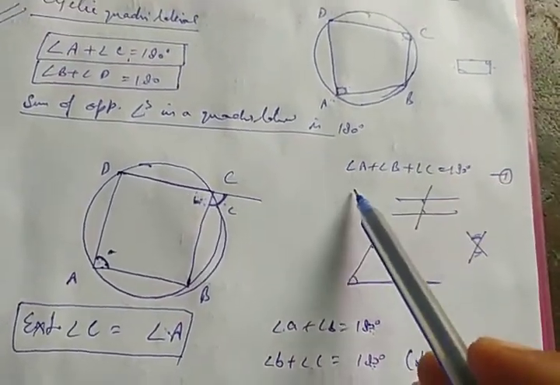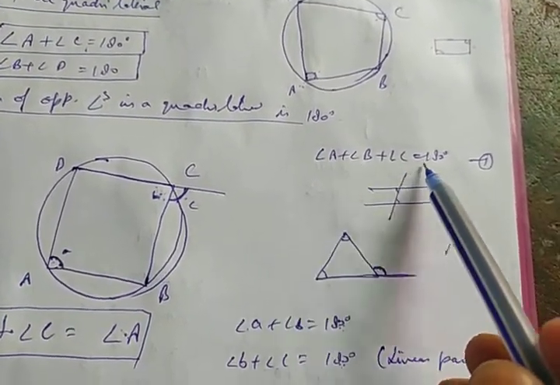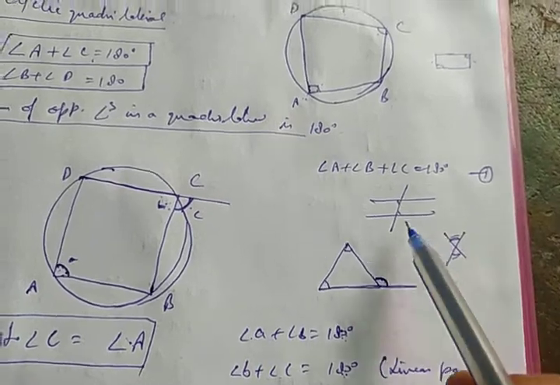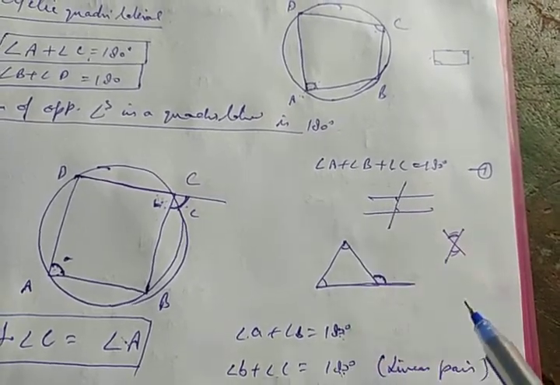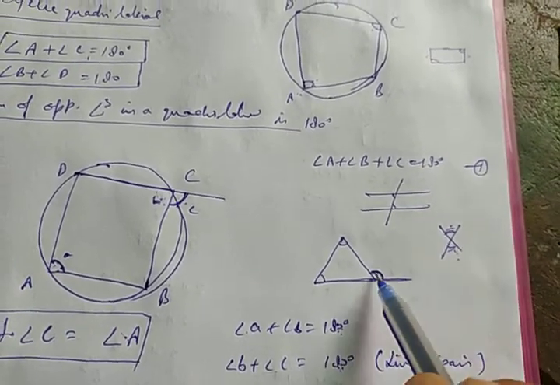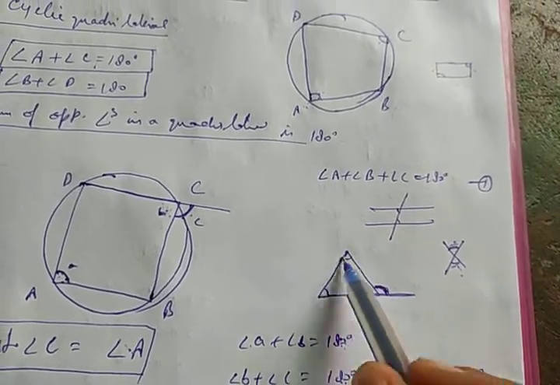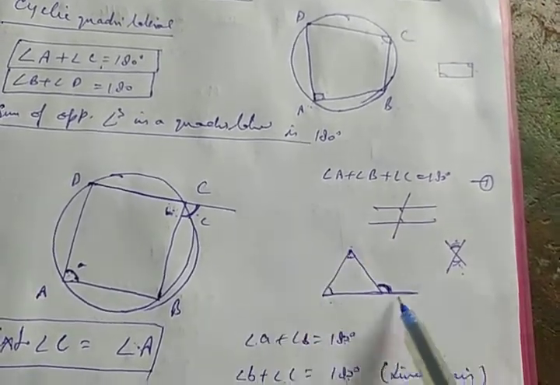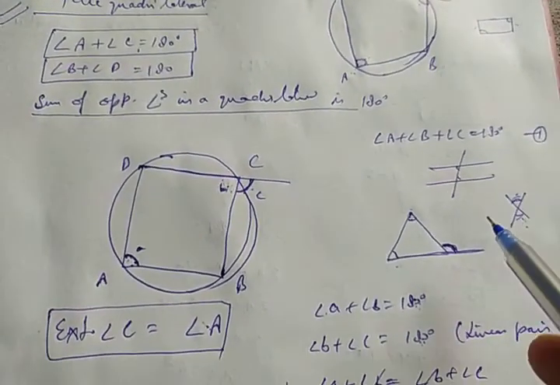And some other previous properties you have to remember: angle A plus B plus C is 180, the angle sum property; parallel lines and transversal, you know alternate angles are equal, corresponding angles are equal, vertically opposite angles are equal. This is the exterior angle property: exterior angle is equal to the sum of the opposite interior angles. All these previous properties you have to remember and they can be utilized at any place.